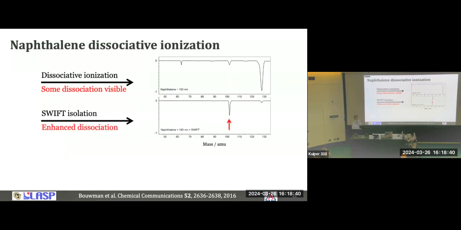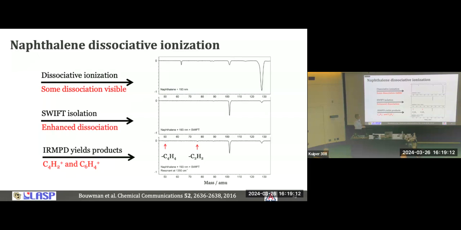Then we can SWIFT isolate. So we can isolate that one product species over here that we're interested in by applying our SWIFT pulses. And then you can see that when you excite the other species in a trap, you actually enhance the signal. So there was sort of a metastable naphthalene cation floating around that collides with background helium and then gains enough energy to also go over the barrier of dissociation, which tells us that the internal energy of the naphthalene was probably very close to the dissociation threshold.